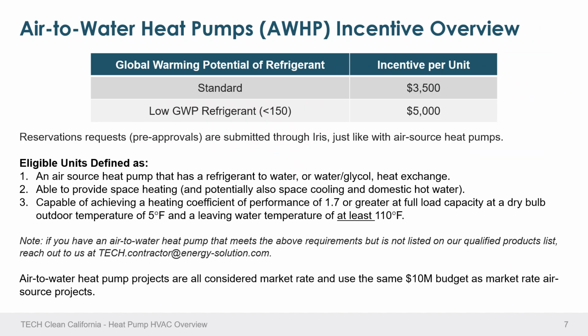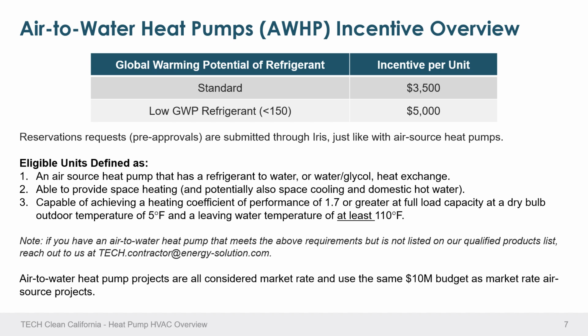Let's take a look at air-to-water heat pump incentives. First, the global warming potential of the refrigerant is what determines the incentive level per unit. For standard refrigerants, the incentive will be $3,500 per unit, but for equipment with a low global warming potential refrigerant, something that is below 150, the incentive per unit will be $5,000. As a reminder, reservation requests or pre-approvals are submitted through IRIS, just like with air source heat pumps.